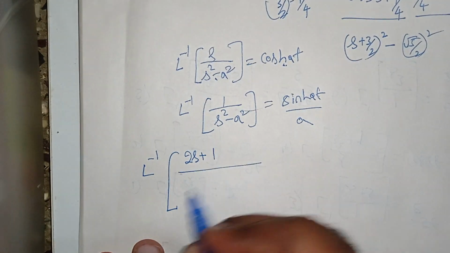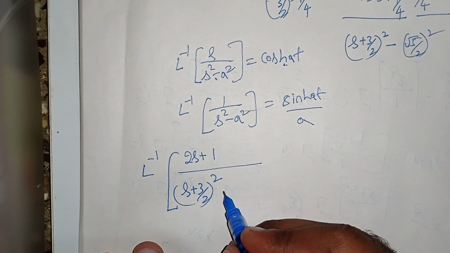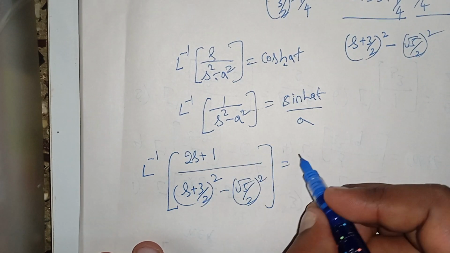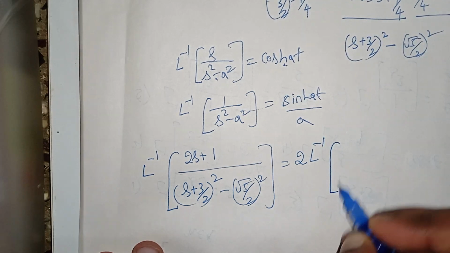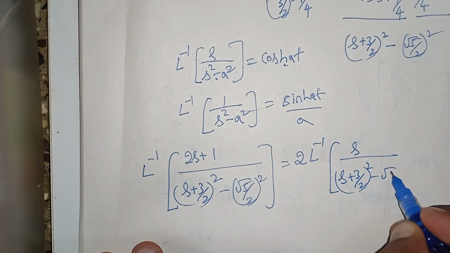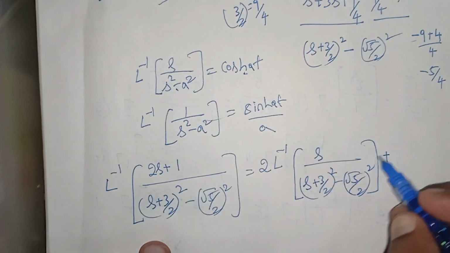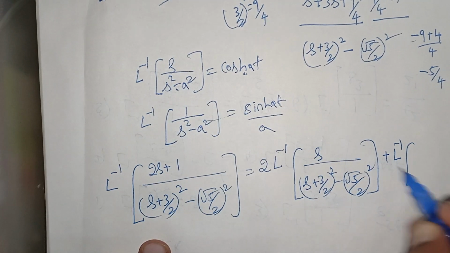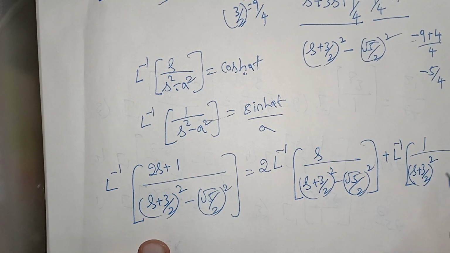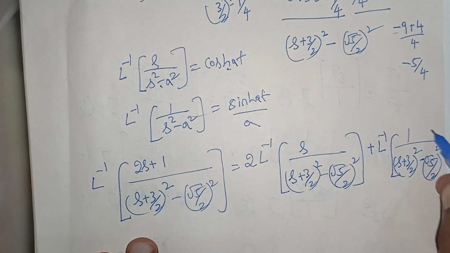(2s plus 1) divided by s plus 3 by 2 whole square minus root 5 by 2 whole square. So the rest is just take constant outside. 2 into L inverse of s divided by s plus 3 by 2 whole square minus root 5 by 2 whole square, plus 1 into L inverse of 1 divided by s plus 3 by 2 whole square minus root 5 by 2 whole square.